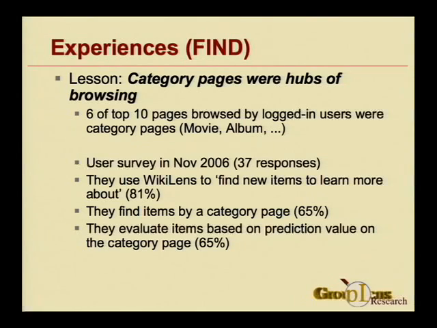We administered a user survey in November of 2006, and our users said they use WikiLens to find new items to learn more about. They find items by using the category page, and they evaluate items based on the predicted values on the category page.